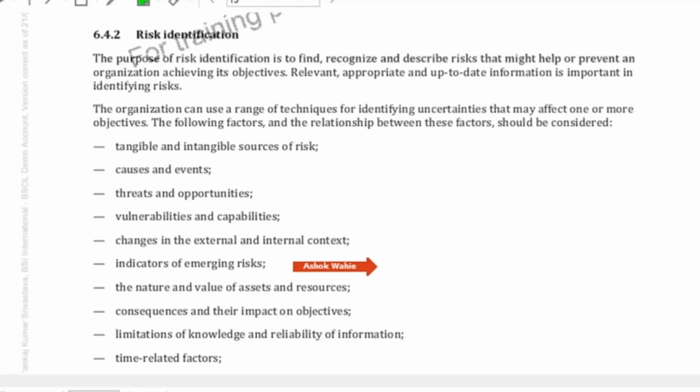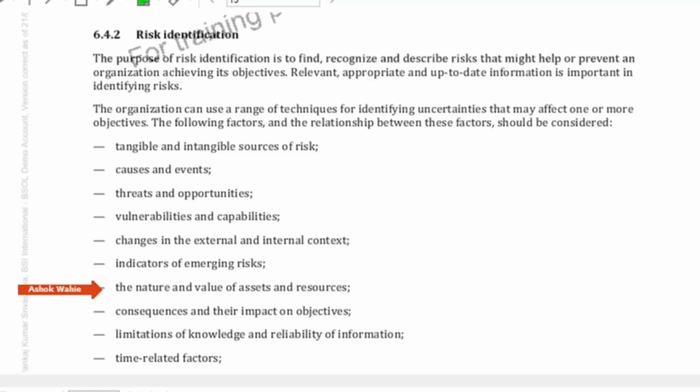Then another important consideration during risk identification is the nature and value of assets and resources. What is the definition of an asset? Something of value. And what are the resources required for this asset? Only when the asset is of high value, for example, sensitive personally identifiable information. This is an asset. Customer information is an asset. A server that provides services for the payment industry becomes an important asset.